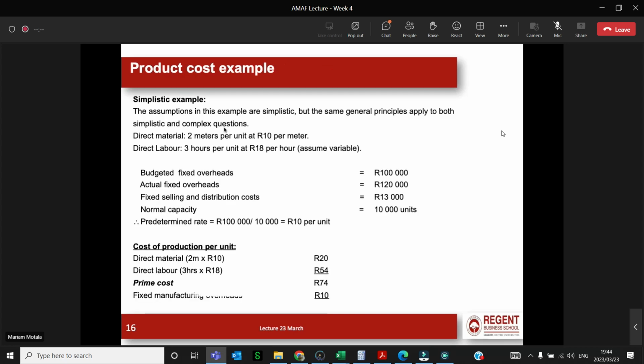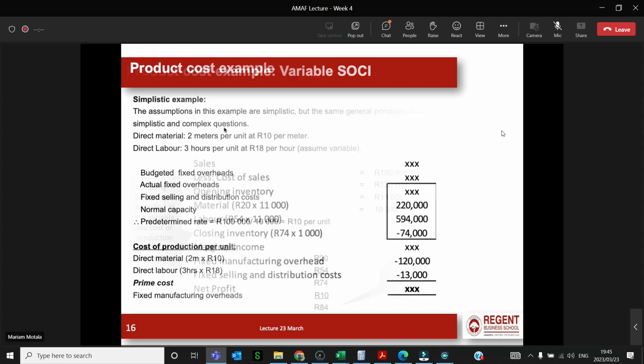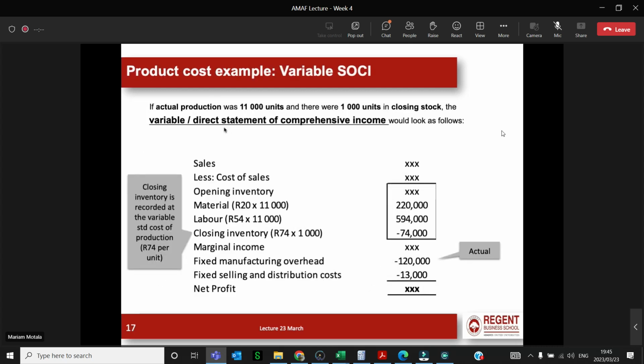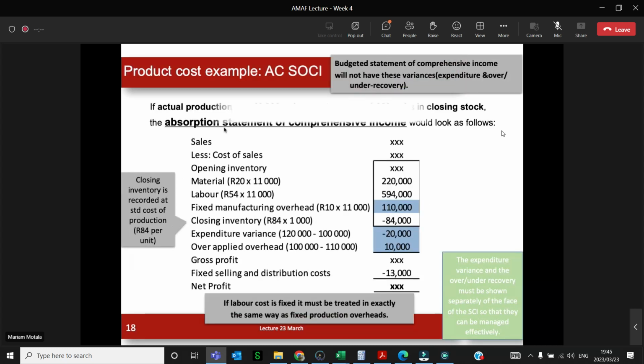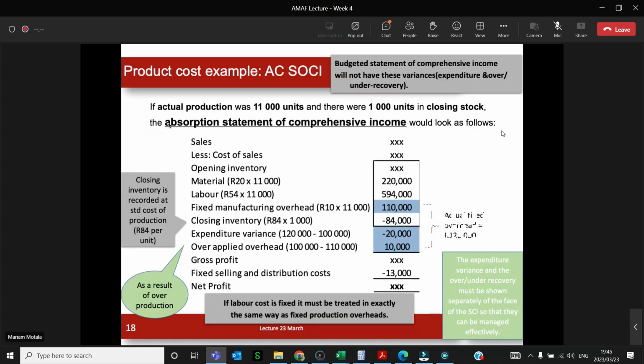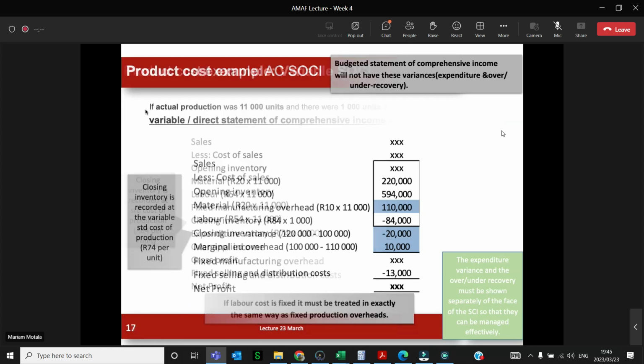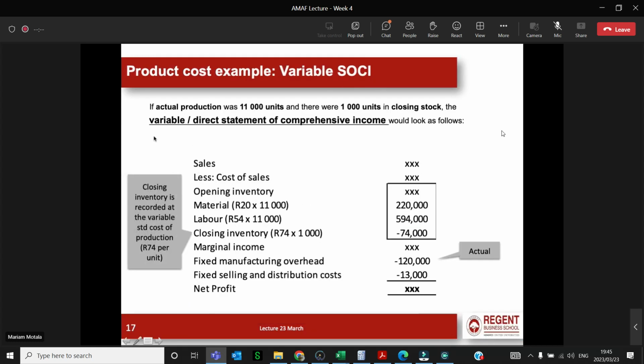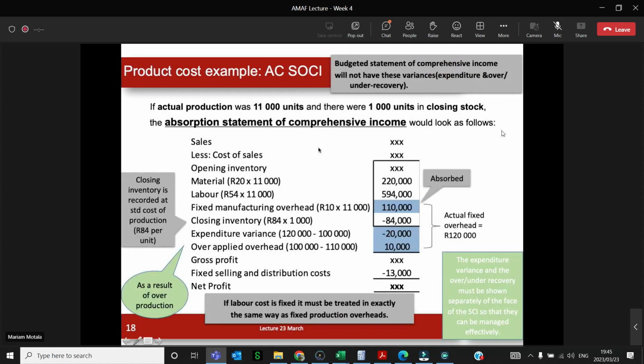I'm not going to go through the simple product example. It was already sitting in your slides. I just brought it up to highlight the difference in your statements. So just to go back, remember your variable costing statement, you will refer to it as contribution, marginal income. Your fixed manufacturing overheads is a period cost, which is cast off as an expense in the income statement in this particular period.